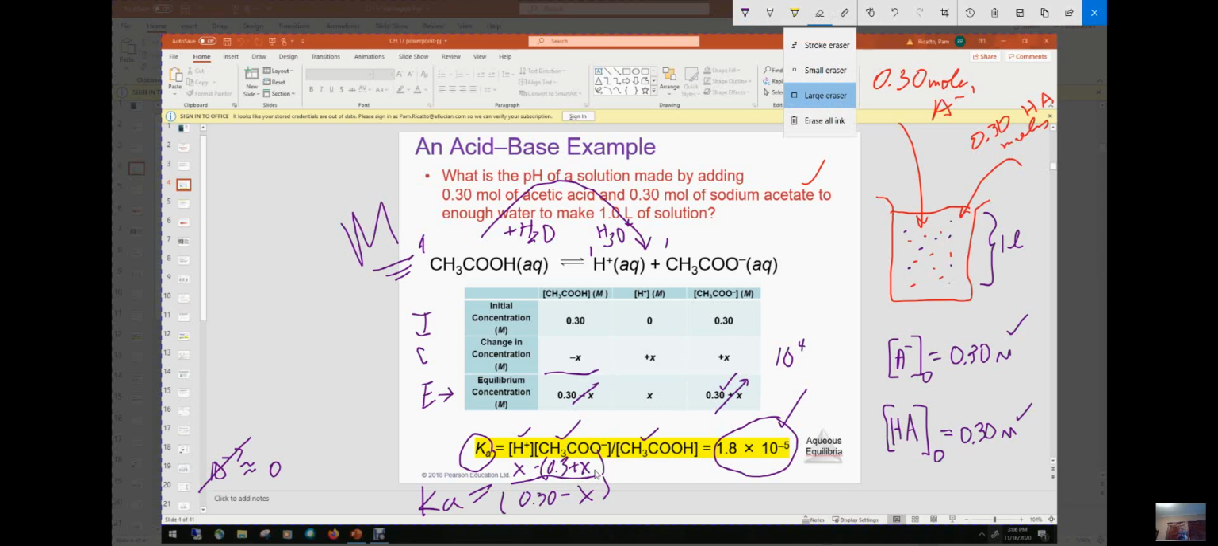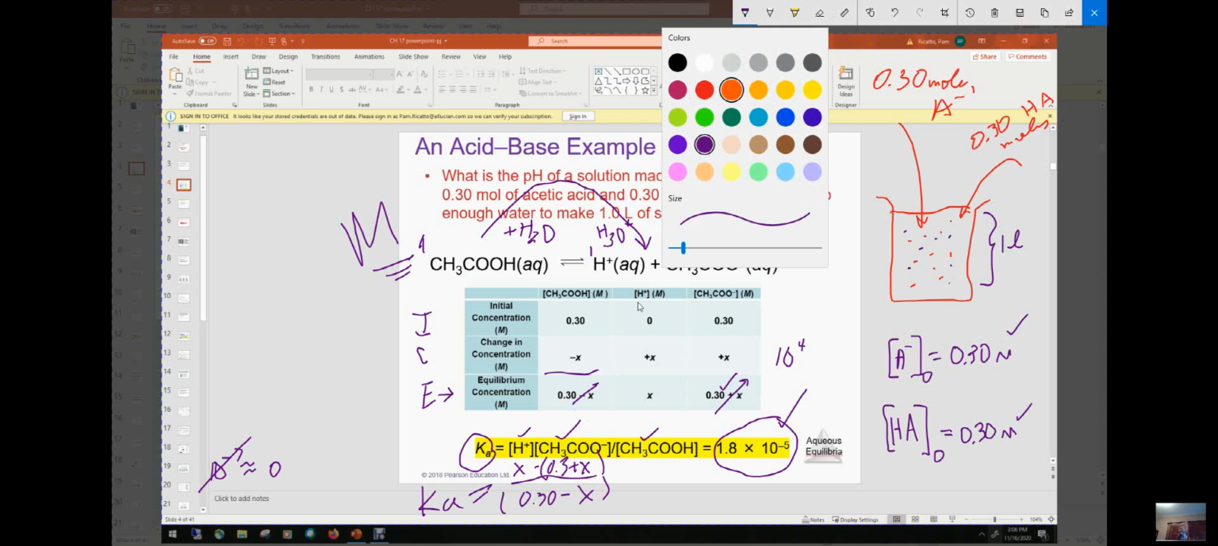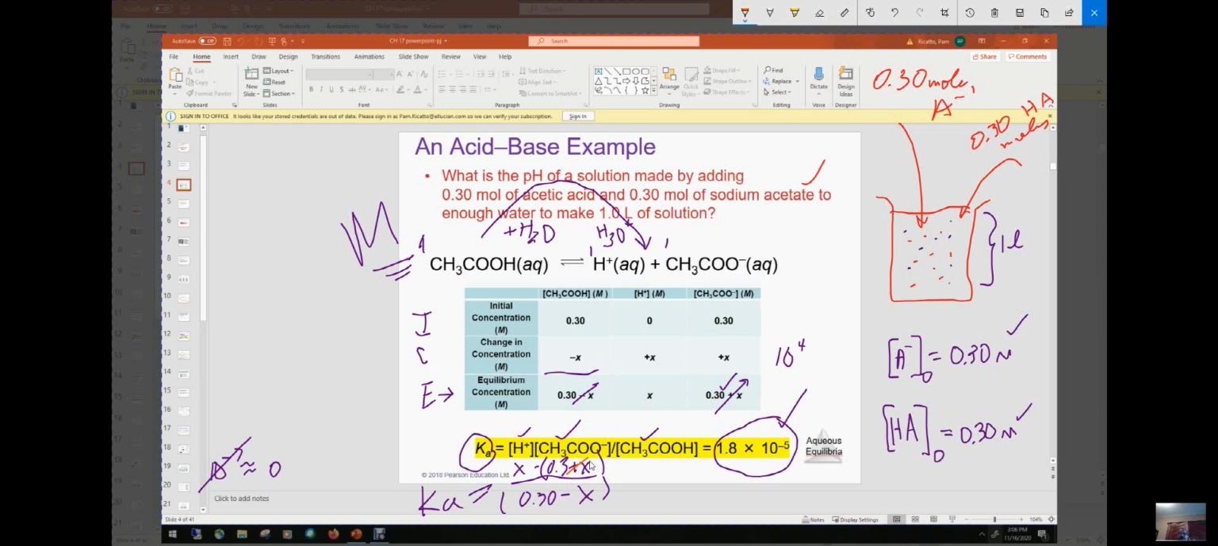Let me just get my eraser. All right, we're going to just leave this guy out. I'm going to change the color and write over it. All right, just going to ignore this and ignore this. So all I'm going to have is X times 0.3 divided by 0.3 equals Ka. So the 0.3s are going to cancel out, and X is going to be equal to Ka. So let's take a look.